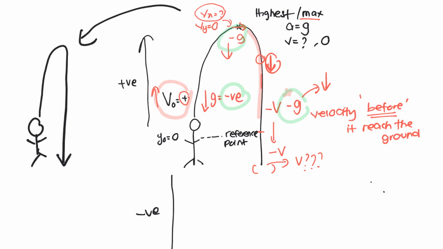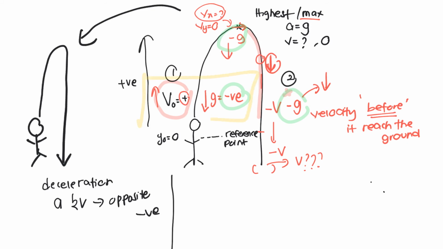Okay, so as you can see, like I mentioned before, there's an acceleration and a deceleration at this particular point. What does deceleration mean? Slow down. Okay, very good. The directions of a and v will be opposite. So between point 1 and point 2, which one is deceleration, which one is acceleration? Yes, good. This one will be deceleration.